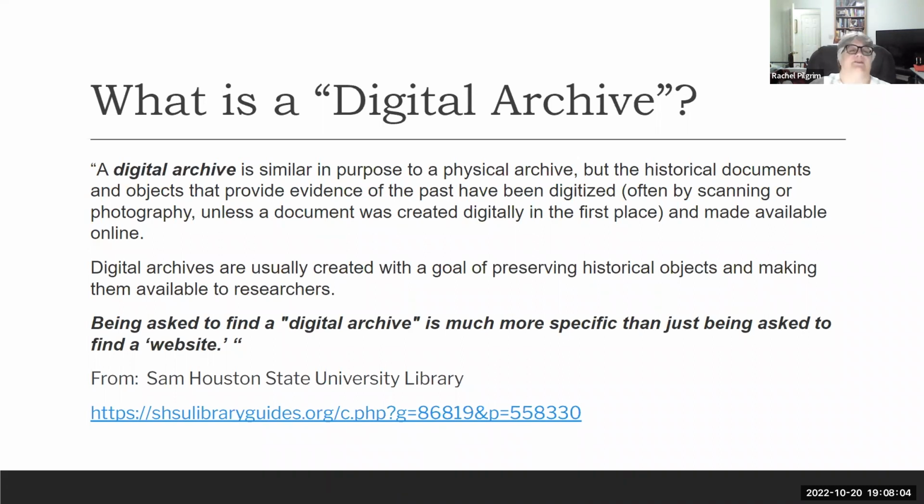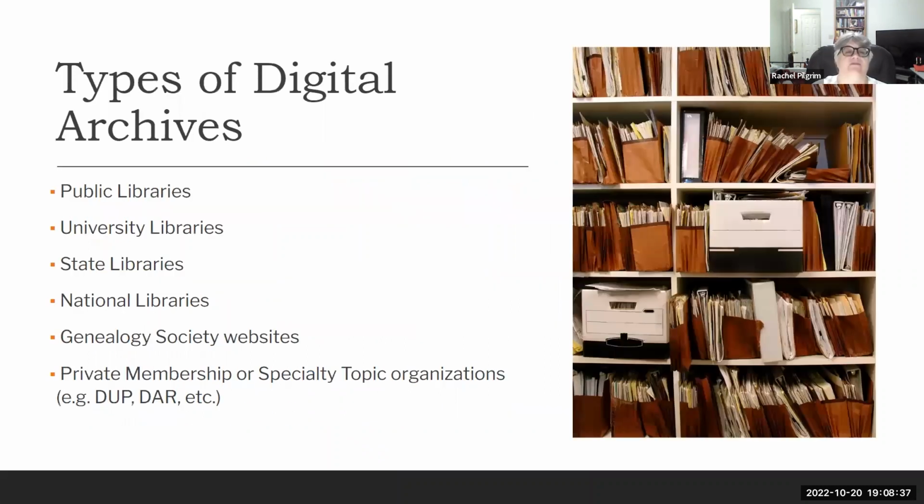So this is the clinical definition from Sam Houston State University Library. What is a digital archive? It is essentially a digital collection of documents. They've either been scanned or photographed or they were created digitally. And this archive is available to be searched and used by people through an internet connection. So just like you would have a physical archive somewhere, many physical archives are now going digital to increase their reach. So with all of that, where do you find digital archives?